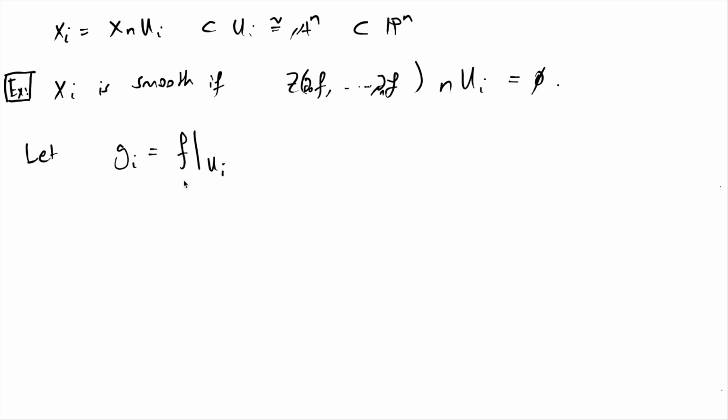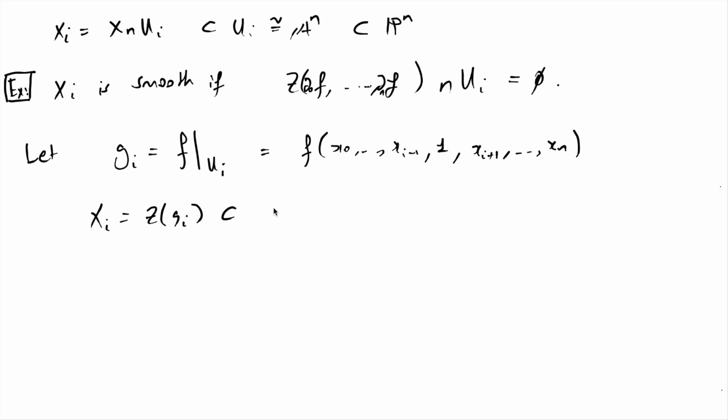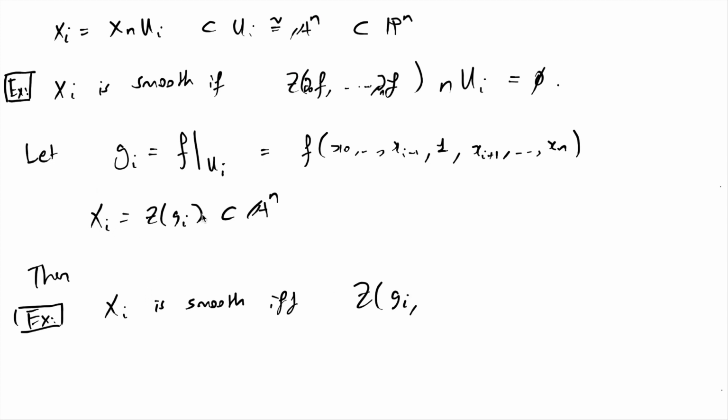So let's write g_i for the polynomial f pulled back to this affine chart U_i. So here, by that I mean I would write x_0, blah, blah, blah, x_{i-1}, then I would write 1 for x_i, and so on. So this is a dehomogenization of f by plugging in 1 at the i-th coordinate. So x_i is just the zero locus of g_i in A^n with variables x_0 through x_n minus the x_i coordinate. So x_i is smooth if the polynomial defining it and all of its derivatives do not have a common zero.